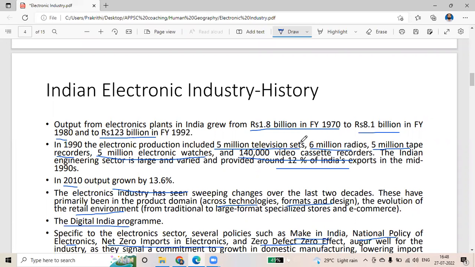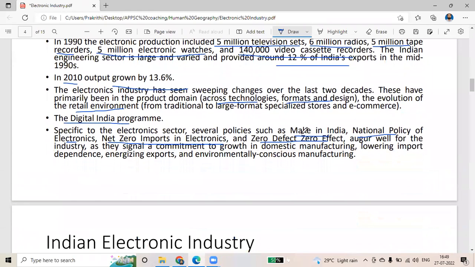And later, exports also increased. It was up to 12%, then output became 13.6%. Then the major change is that retail market and e-commerce came in, so the market of the electronic industry grew, and consumption also increased. And now, to support this, we have the Digital India program, Make in India, and multiple national policies to support these electronic industries. So that is the evolution or history of the electronic industry in India.